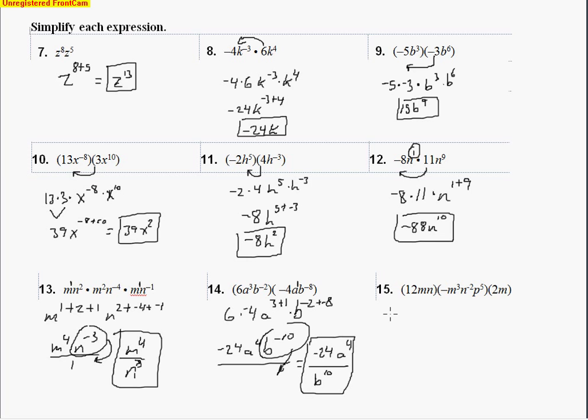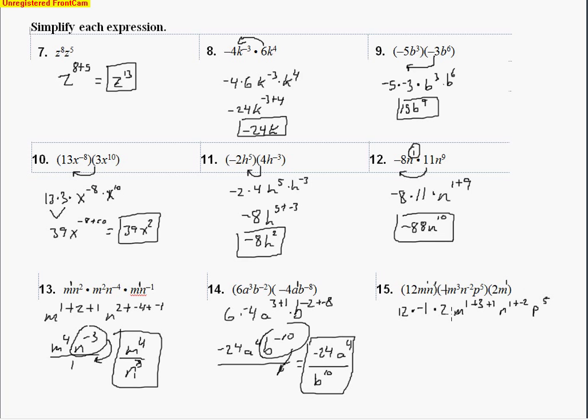So this one seems a little more complicated, just more variables. So we look at the coefficients. We've got 12 times -1. This is a -1 is the coefficient there, times 2. Now count up the m's. So you got 1m here, 3 in that second group, and 1 in that third group. And then you count up the n's. You've got 1 right here, and then -2, and then that's it. And then we got just one p to the 5th power.